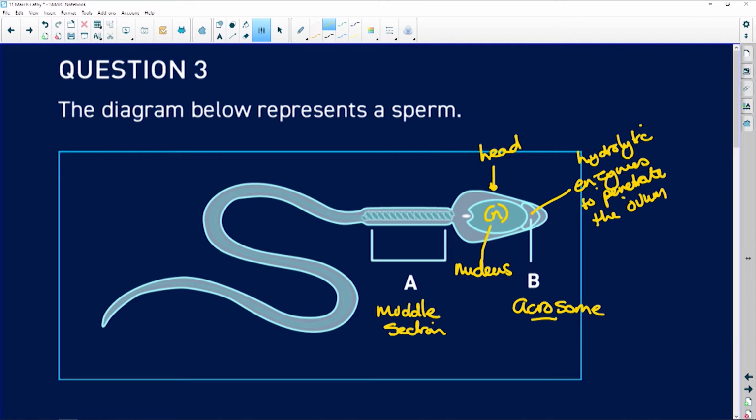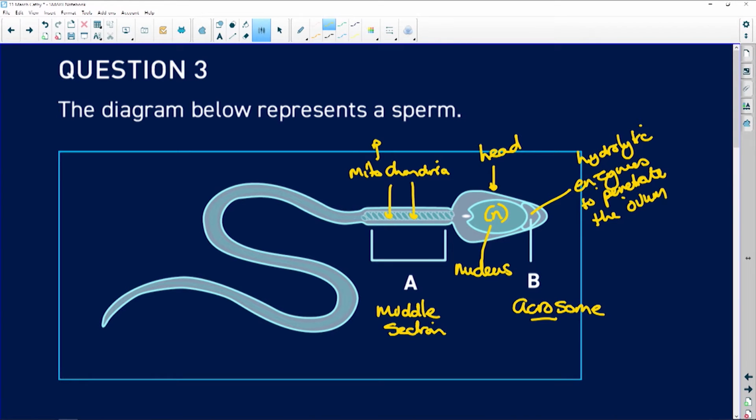Then you've got the middle region and all these little things here. Those are mitochondria. Mitochondrion is one, mitochondria many. And what do the mitochondria do? They supply energy. Okay, and this here is the tail. And the tail is for swimming. Okay, it propels the sperm forward.